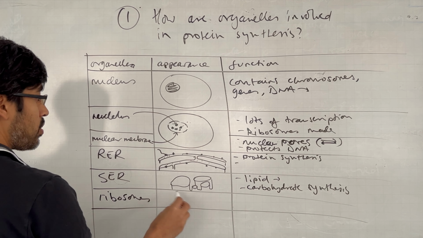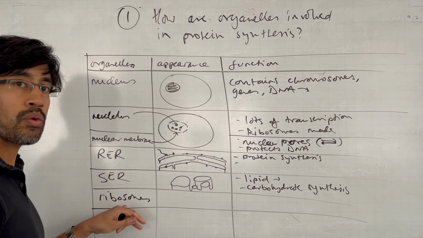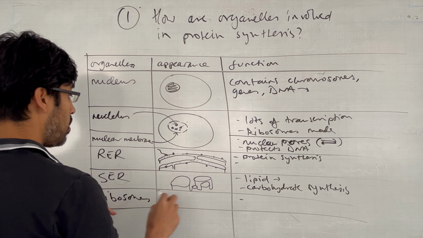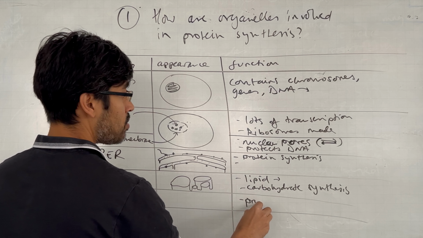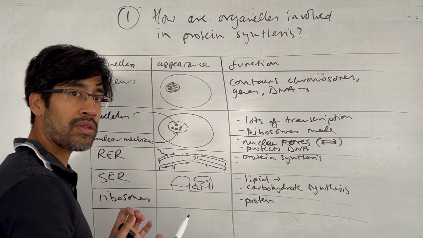Now ribosomes are mainly RNA molecules, so they're RNA and protein combined, but they're mainly made of ribosomal RNA. That's why they're made in the nucleus. But their job is to use an mRNA molecule as an instruction to join amino acids together to make proteins.